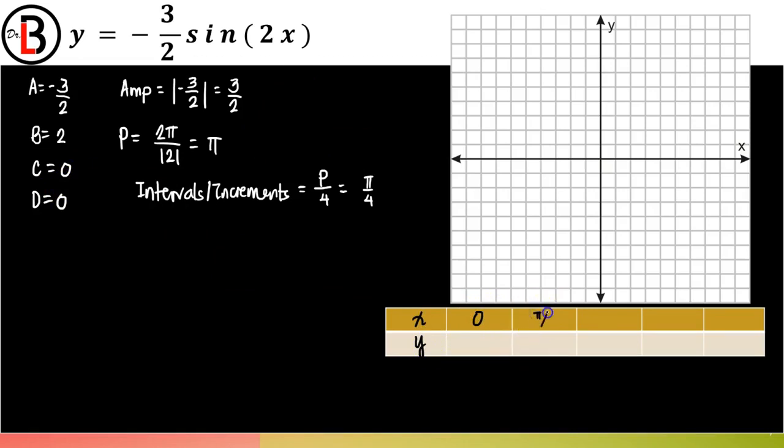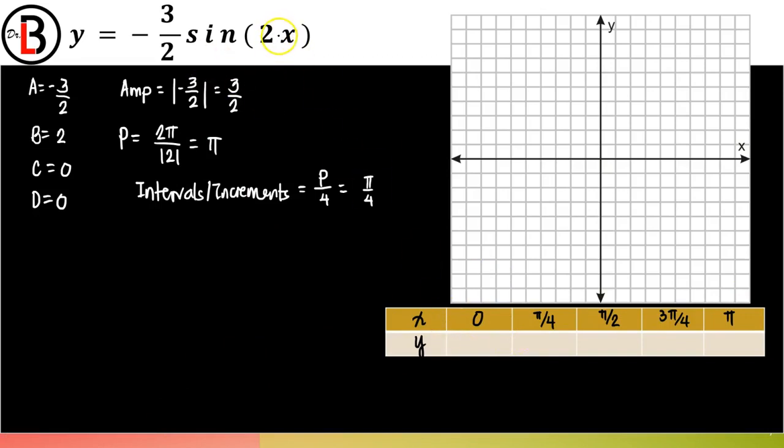So this is pi over 4 plus another pi over 4 is pi over 2, plus another pi over 4 is 3 pi over 4. And lastly, plus another pi over 4 is pi. So you can see in here that one period is from 0 up to pi. And then let's plug in the values of these x's to the original function.